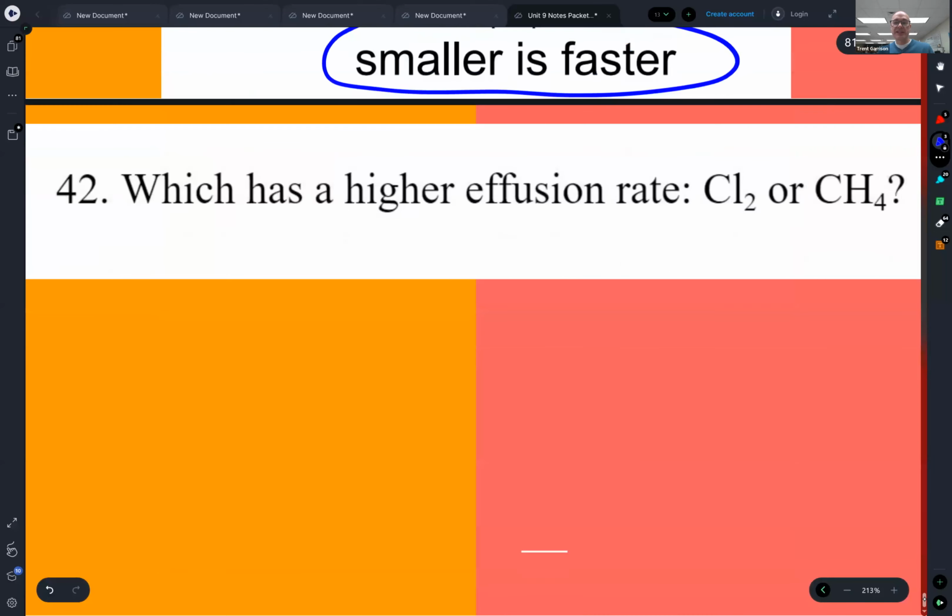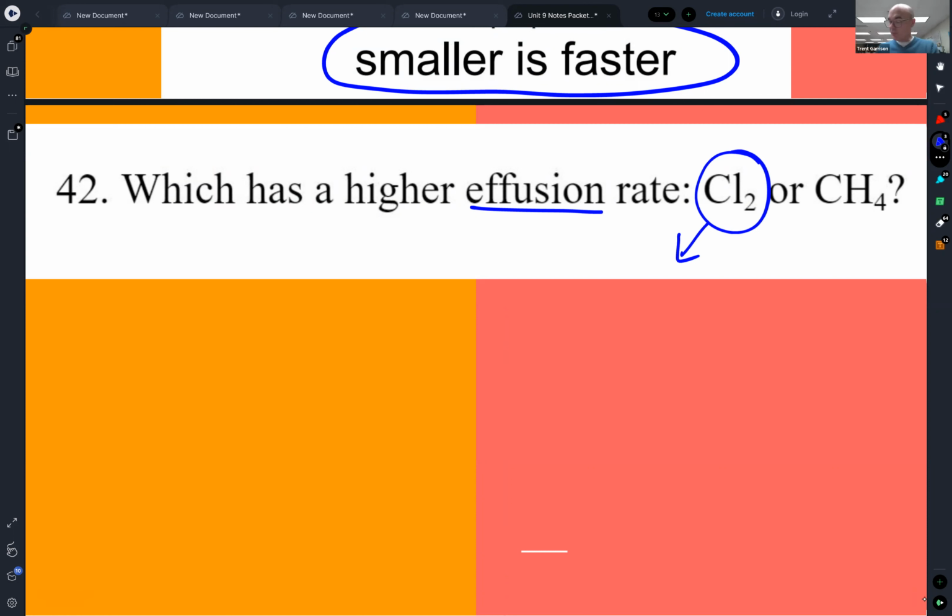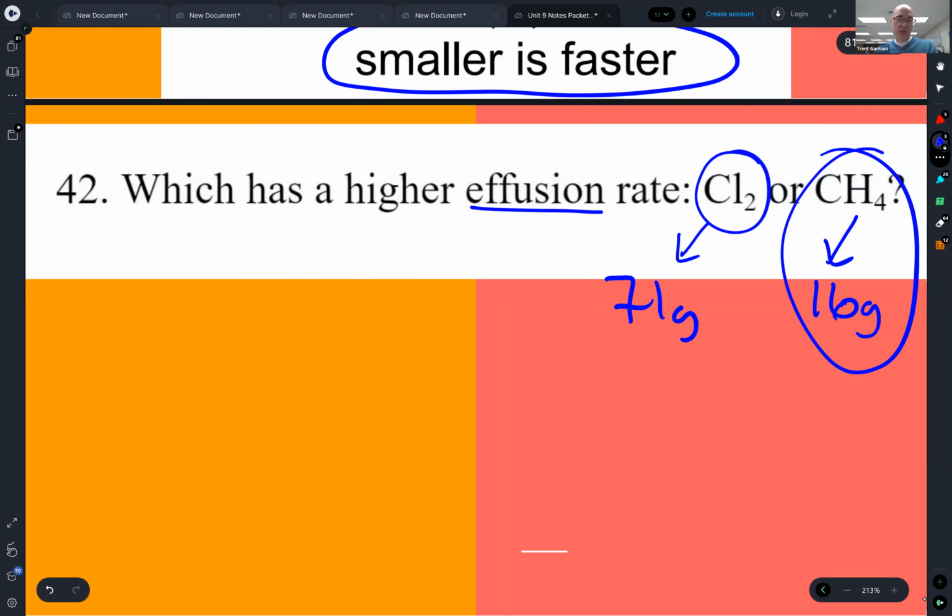So in this final example, I want you to tell me which of these two gases is going to effuse, or translated, which one of these two is going to move faster. Let's get their weights. Chlorine weighs 35.453, and there are 2 of them, so that is a total of 71 grams. And methane weighs 16 if I add up its weight. Which one of these is going to move faster? It's going to be the lighter one. The lighter one moves faster. It will effuse faster.